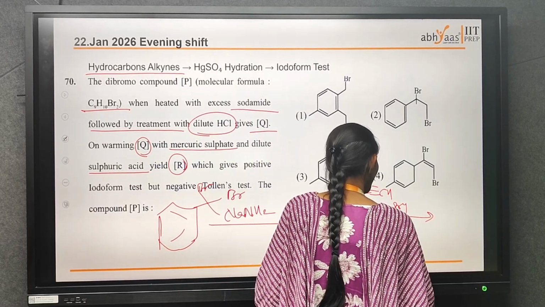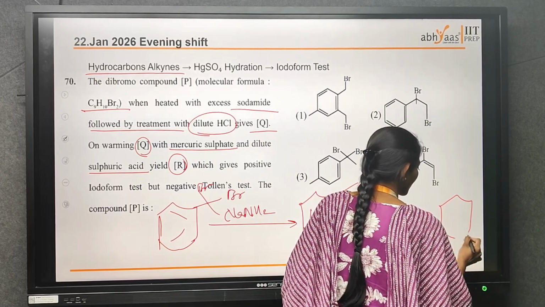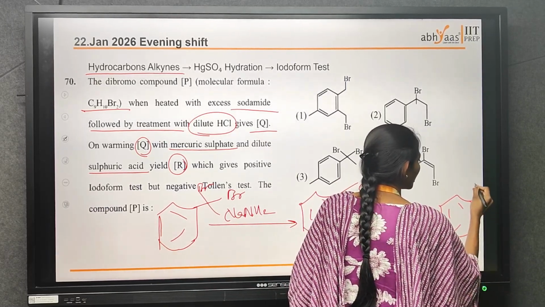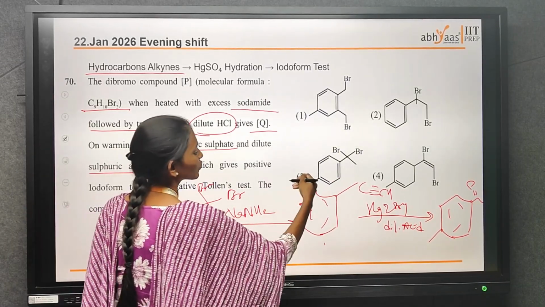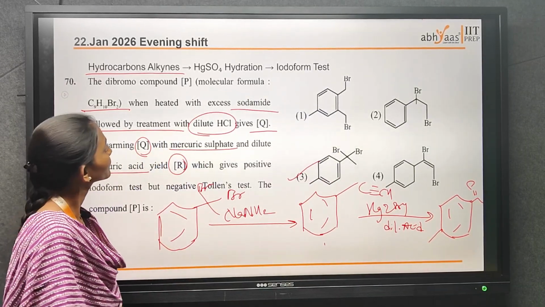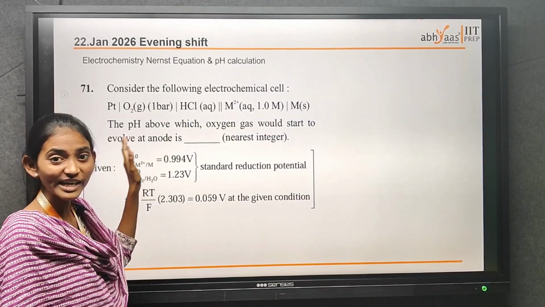H2SO4 and dilute acid. What are you getting? Ketone. Hence, here you have used this product, right? So this option will be correct. Not that lengthy. Moving on to the numerical section.